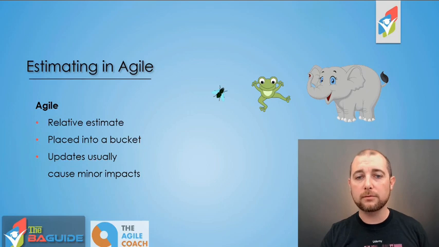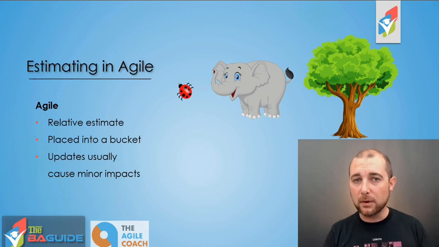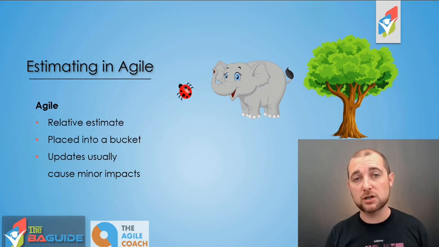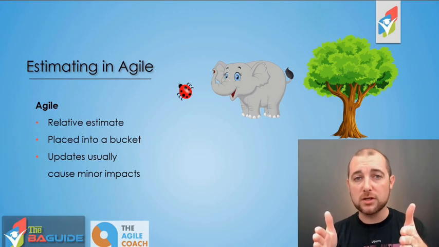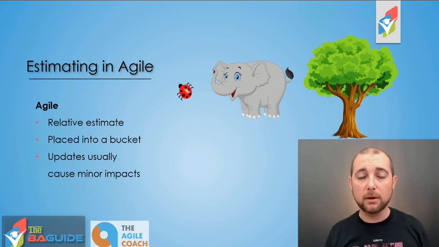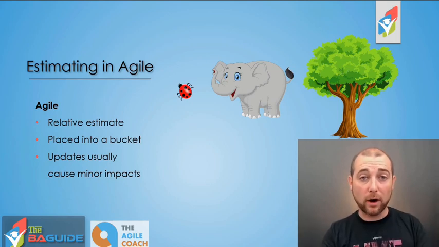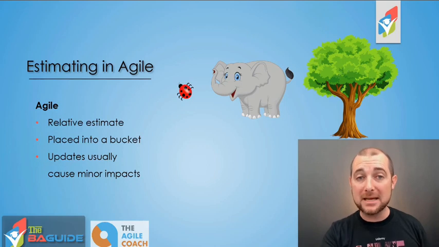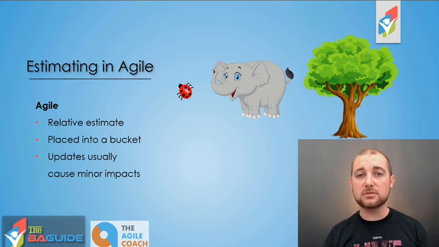Let's look at another one. So here we've got a ladybug, an elephant, and a tree. The ladybug here represents the small. The elephant is now a medium in this particular project, and the tree is a large. So as you can see, even though that elephant was a large estimated item as part of the previous project, that exact same item or requirement or feature could be estimated as a medium as part of a different project. It's all relative to the other items, the other tasks, the other features that are being estimated out. So it's a really important concept to grasp.